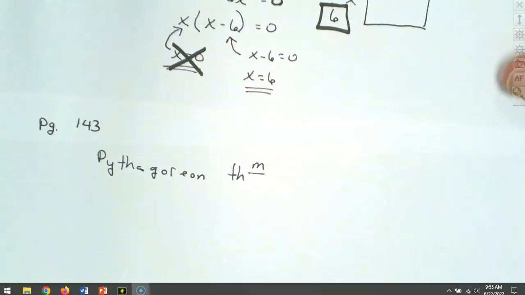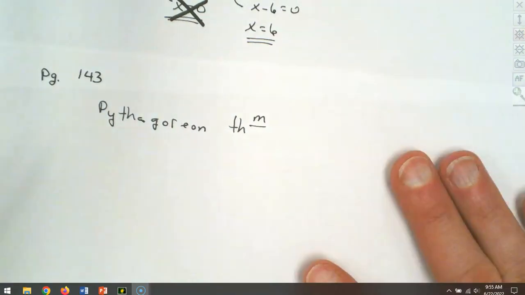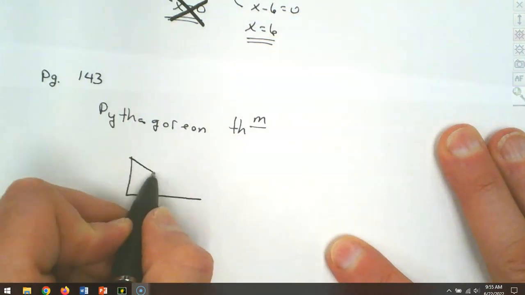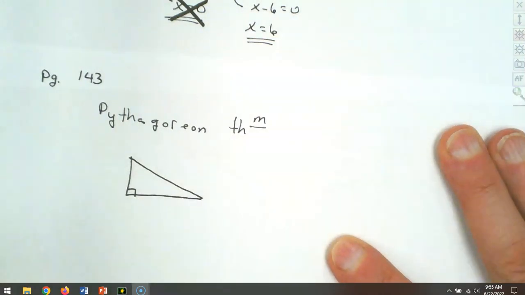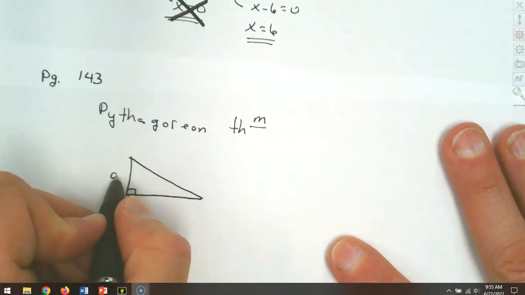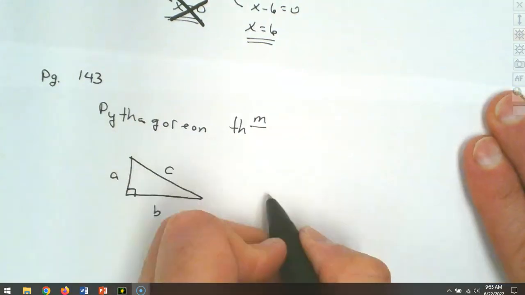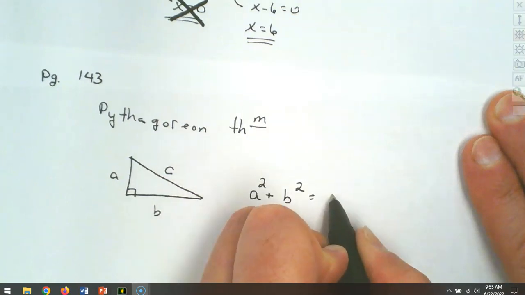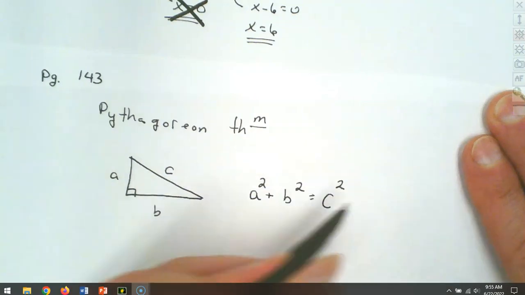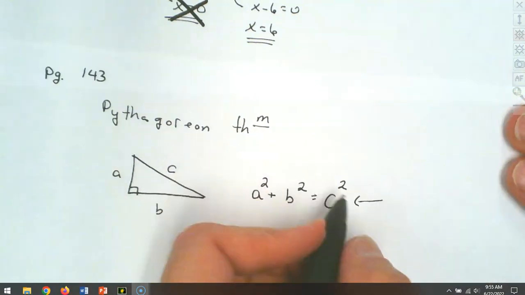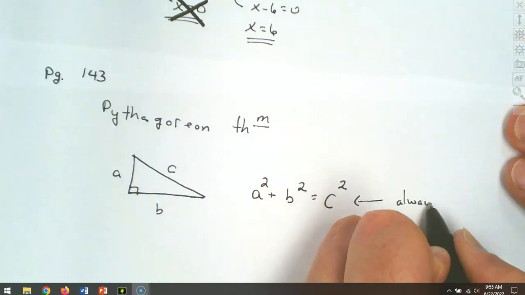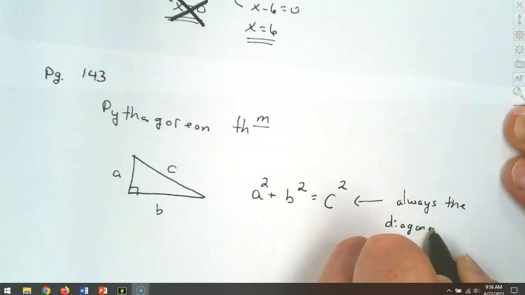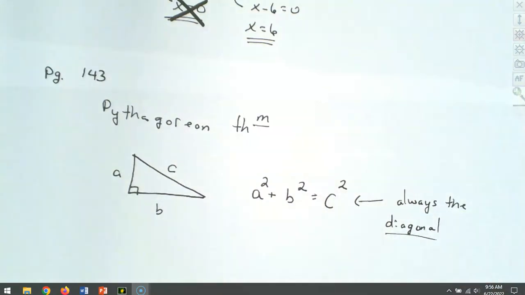And the Pythagorean Theorem, we've got a triangle. It has to be a right triangle, just like this one here. So you have to have 90 degrees at the bottom. And the Pythagorean Theorem says a squared plus b squared equals c squared. And the c is always the diagonal. So that c is always going to be the diagonal.